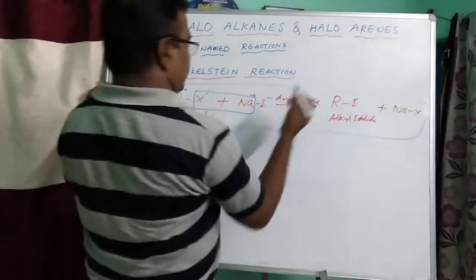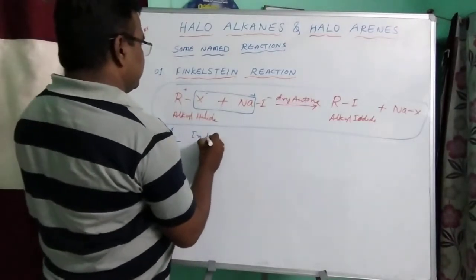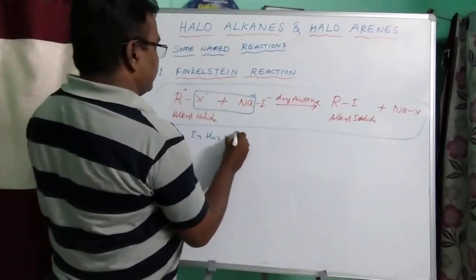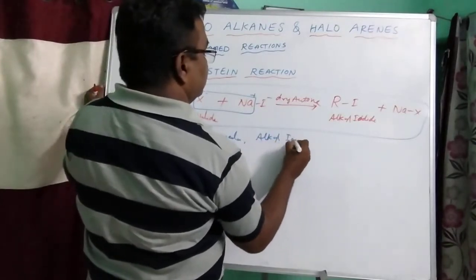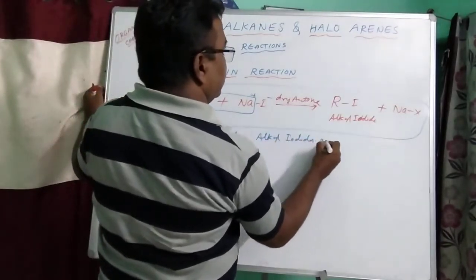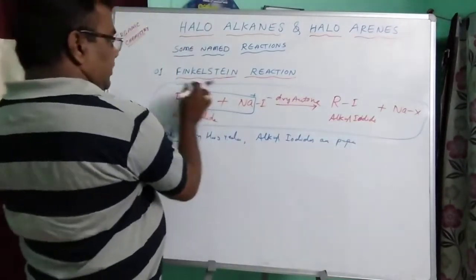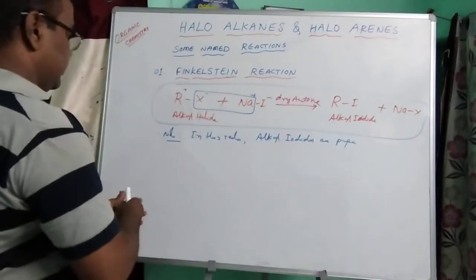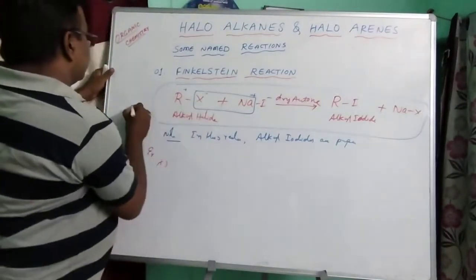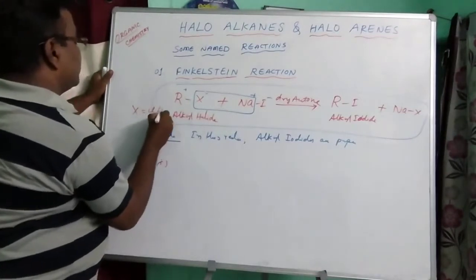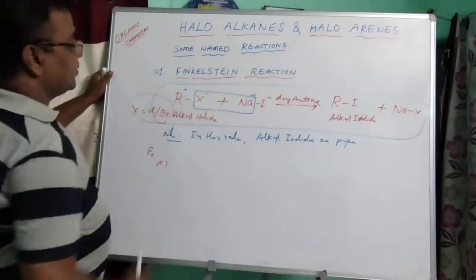So note, one thing you have to know. In this reaction, alkyl iodides are prepared. That means to prepare alkyl iodide, we use Finkelstein reaction. Example 1. Here X is equal to halogen, we use chlorine or bromine.